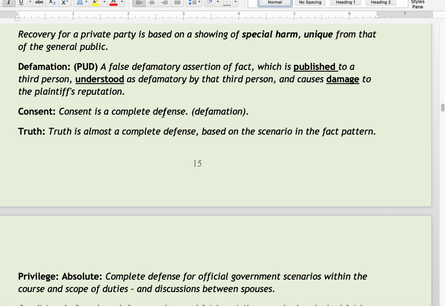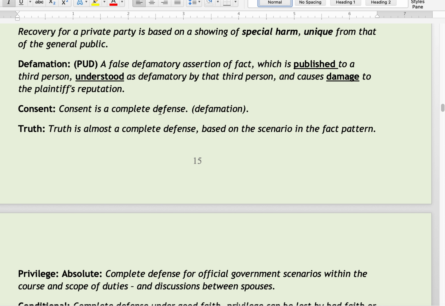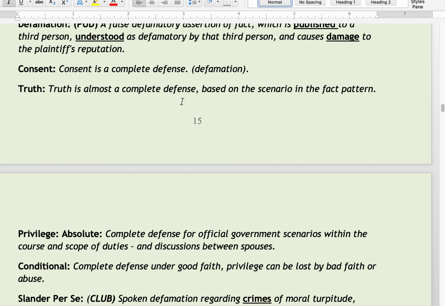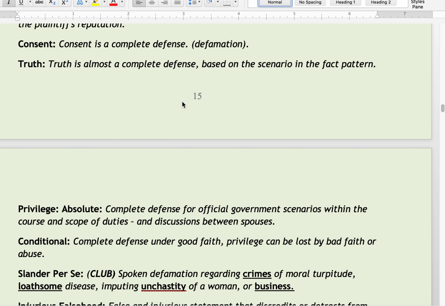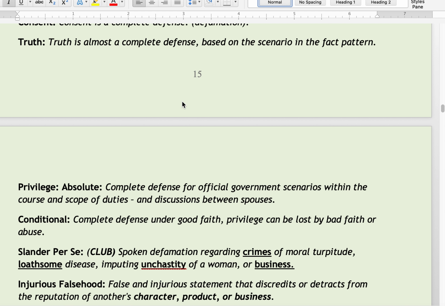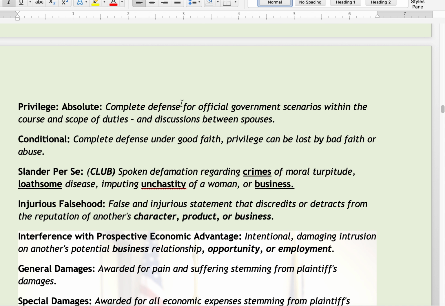Defamation. A false defamatory assertion of fact which is published to a third person, understood as defamatory by that person, and causes damage to the plaintiff's reputation. Consent is a complete defense. Defamation. Truth is almost a complete defense based on the scenario in the fact pattern.